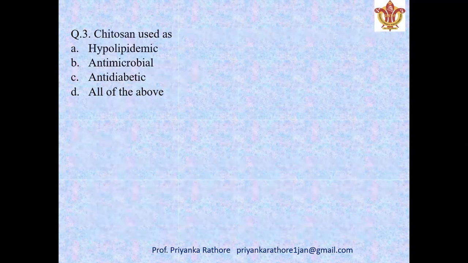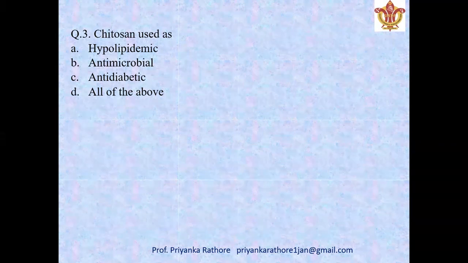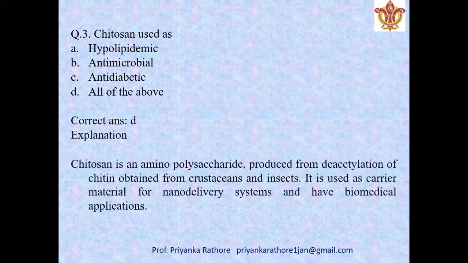Question number 3. Chitosan is used as hypolipidemic, antimicrobial, antidiabetic, all of the above. So the right answer is all of the above. As you can see, chitosan is an amino polysaccharide होता है, which is obtained from the chitin, from the crustaceans and insects.